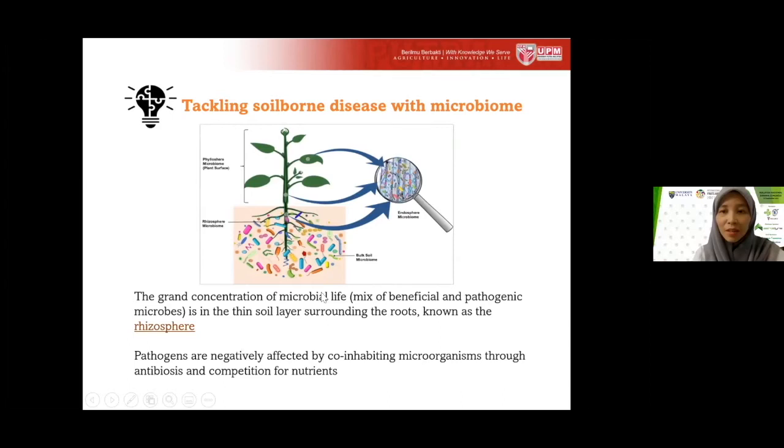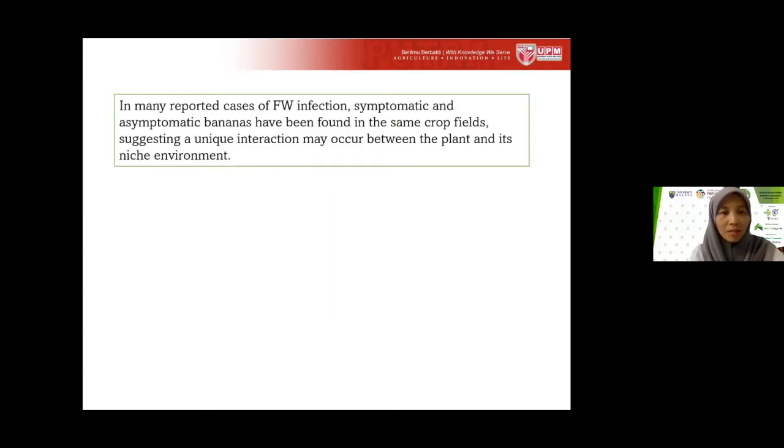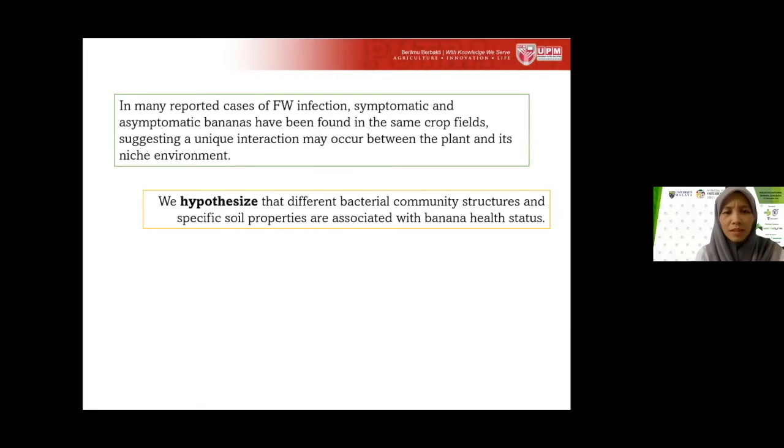Pathogens are negatively affected by the co-inhabiting microbes through several mechanisms such as antibiosis, and they also compete for nutrients. In many reported cases of Fusarium infection, symptomatic and asymptomatic bananas have been found in the same crop fields, suggesting a unique interaction may occur between the plant and its niche environment. And we hypothesize that different bacterial community structures and specific soil properties are associated with banana health status.